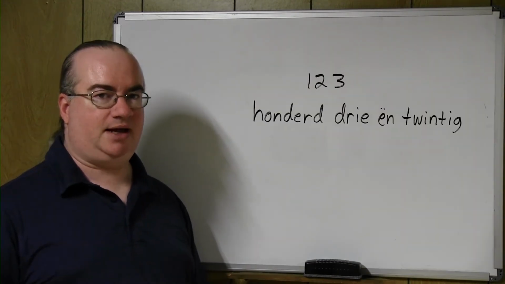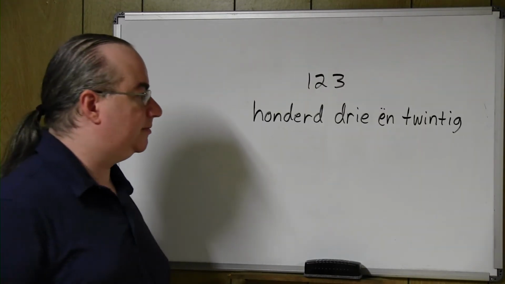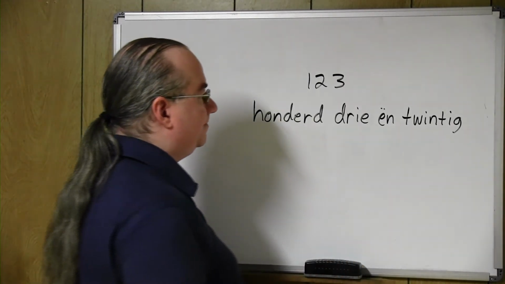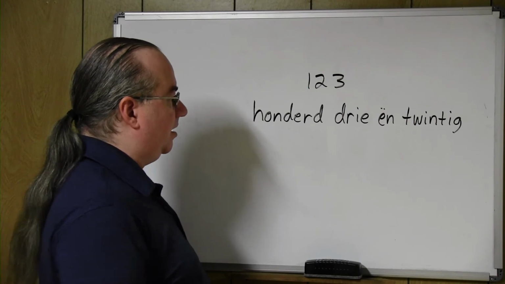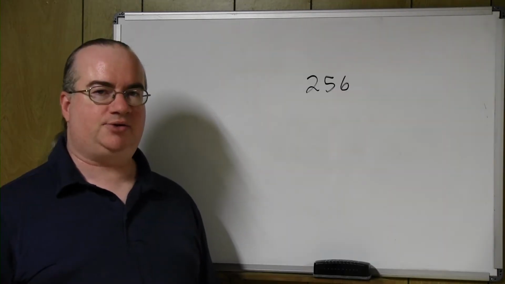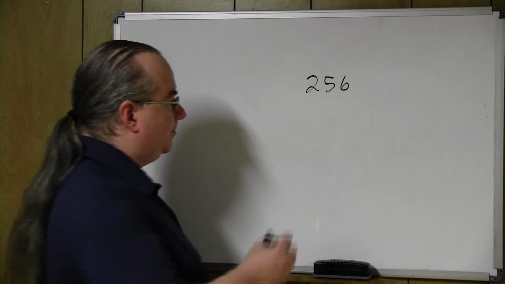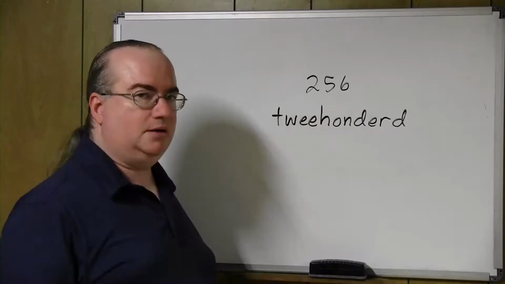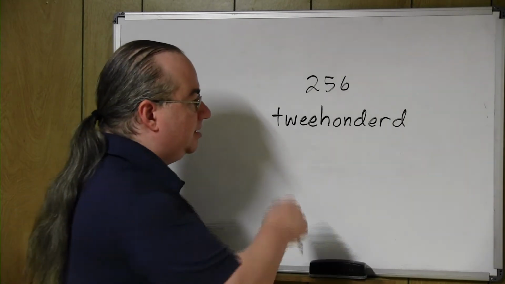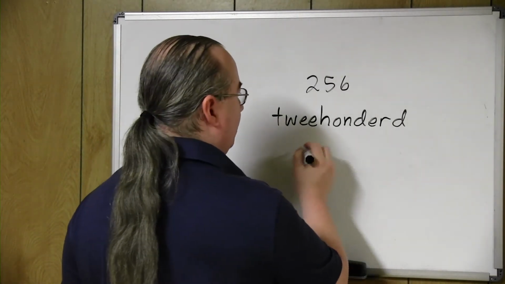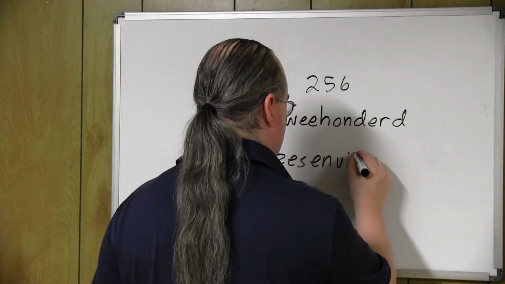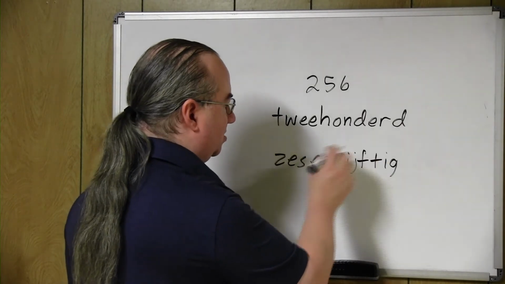Now this is how I would say 123. Really, the only thing new here is the 100. Okay, let's do 256. Notice how this is not two separate words? This is how we do it in Dutch. 200, and then we just add the 56. 256.